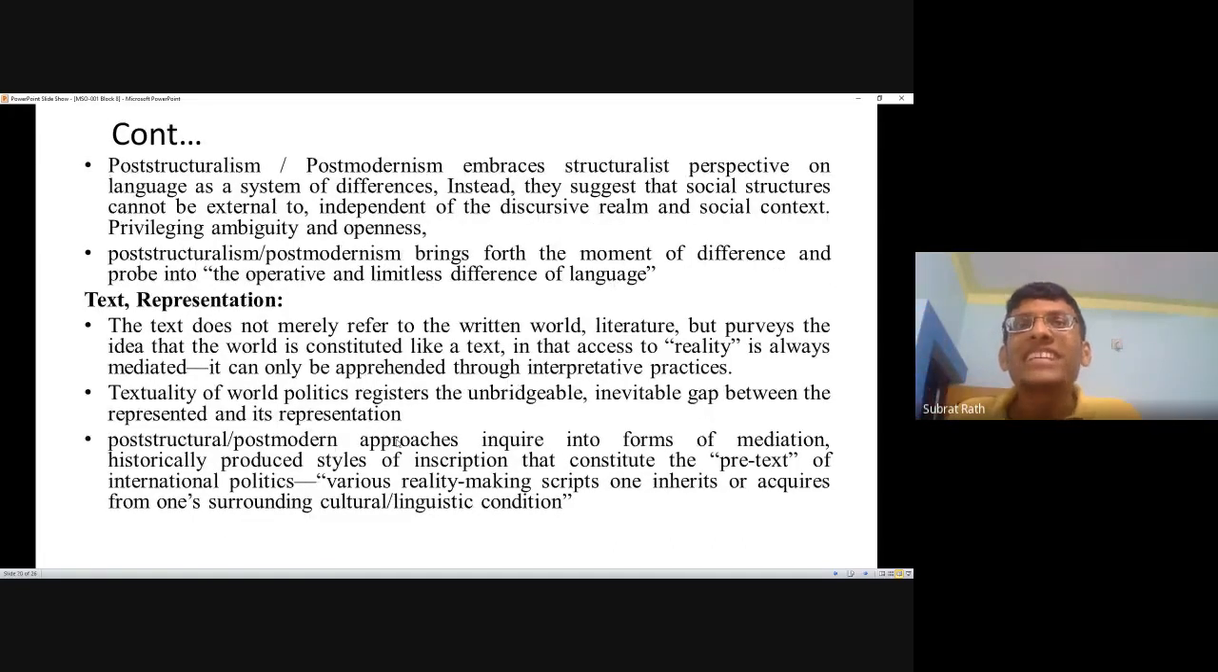Then comes the text and the representation, how the books that we have learned or are learning present an ideology, and we need to question those ideologies. We must not simply accept them, though we cannot negate them, but we can question the theories mentioned in the text, because earlier the texts were framed by powerful people to promote their ideology.